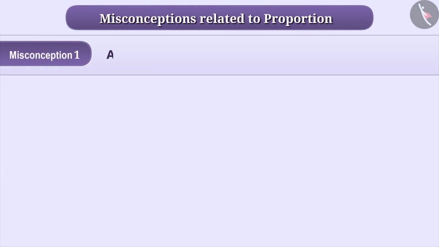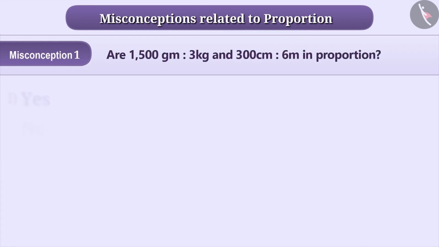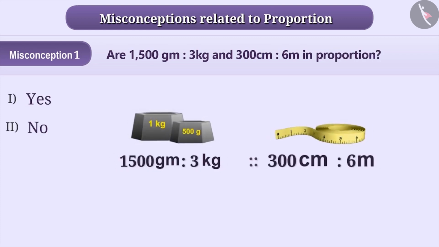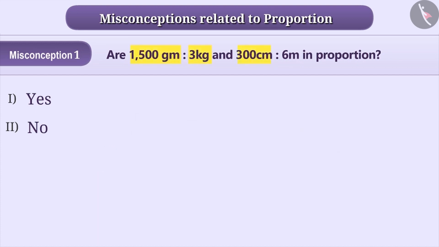Misconception 1. Are 1500 grams is to 3 kg and 300 centimeter is to 6 meter in proportion? Some students misunderstand that the ratios of two different quantities cannot be in proportion. In the given situation, they think that the ratio of weight and distance cannot be in proportion.